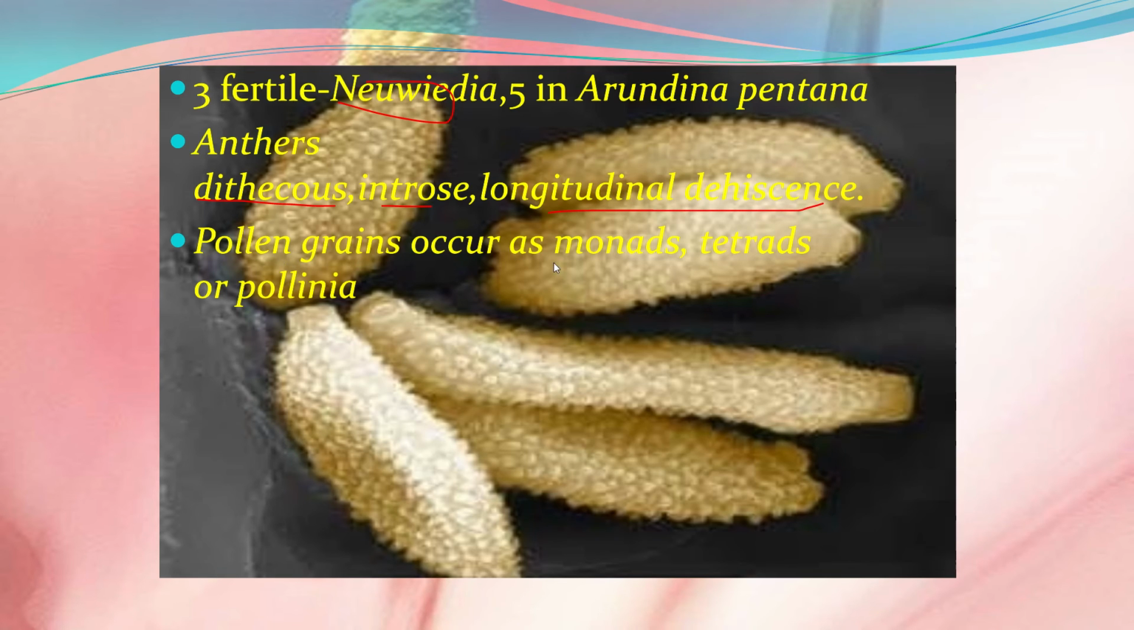Pollen grains occur as monads, tetrads and pollinia. Monads means they have a single grain, tetrads means 4 pollen grains together in one unit. They are called tetrads. Sometimes the pollen grains are in the form of a mass, and they are called pollinia. So pollen grains are in the form of monads, tetrads or pollinia.